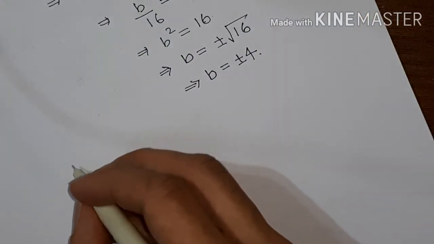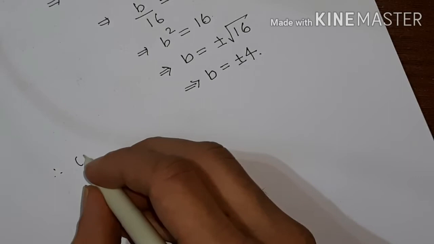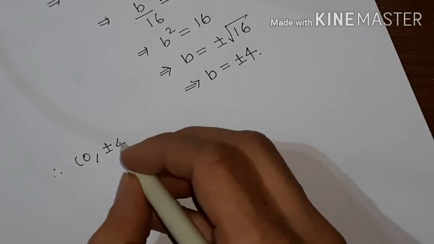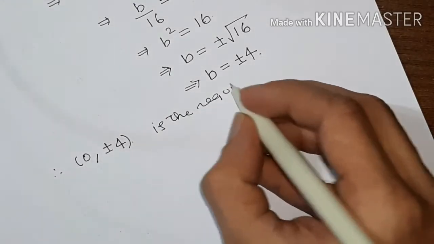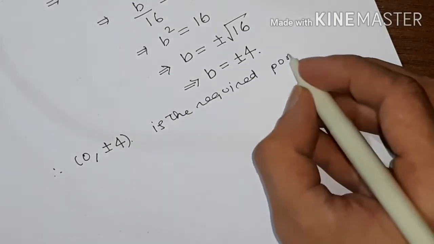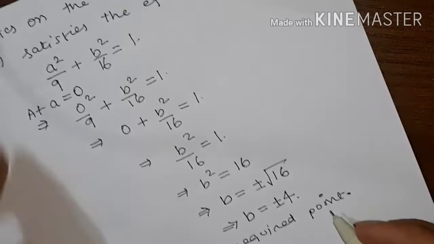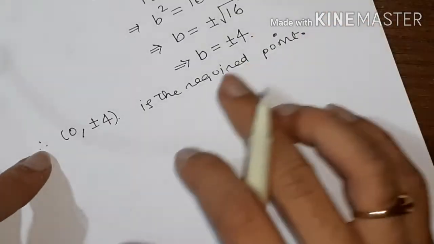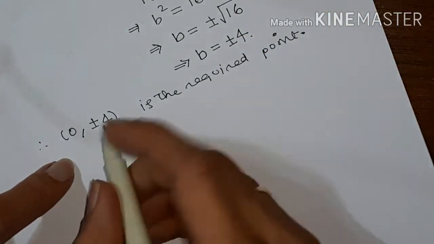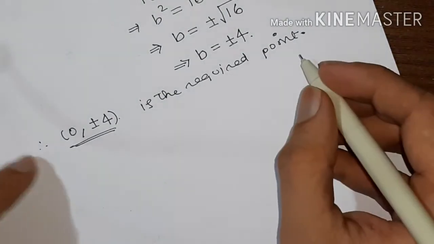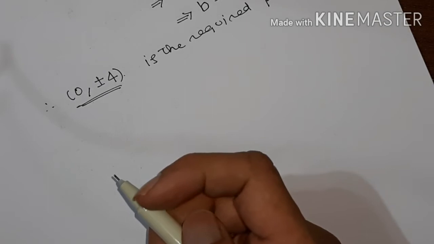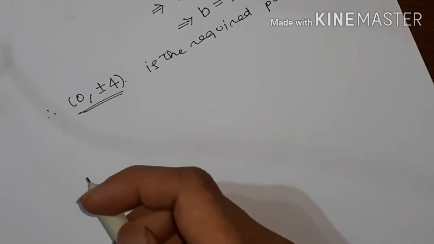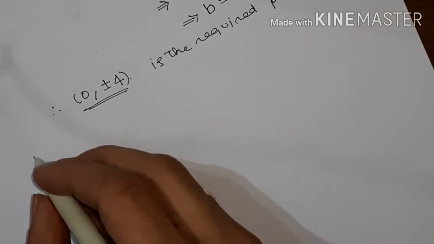Therefore 0 comma plus or minus 4 is the required point, right? A is 0 here, and what you got, b as plus or minus 4. So this point is the required point. Required point means the point at which the tangent is parallel to the x-axis, right? That was the first sub question.